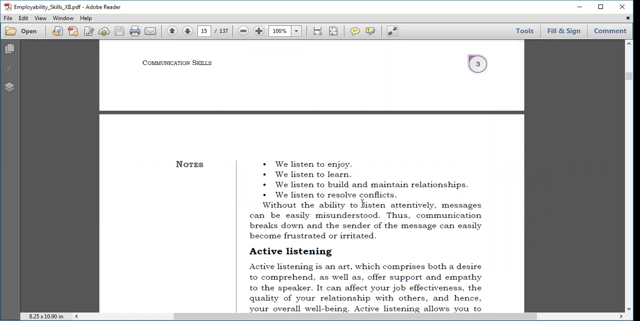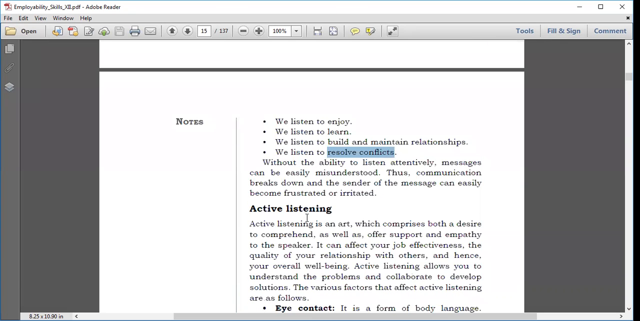Then, we listen to enjoy. So if you are listening to something which makes you happy, that is also one part. Or we listen to learn, or we listen to build and maintain relationships, or resolve conflicts between people. So without the ability to listen attentively, a message cannot be easily understood.